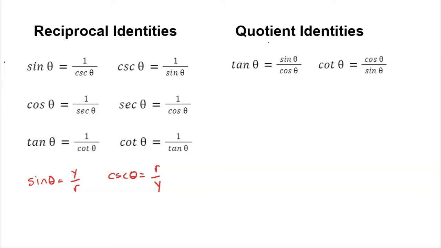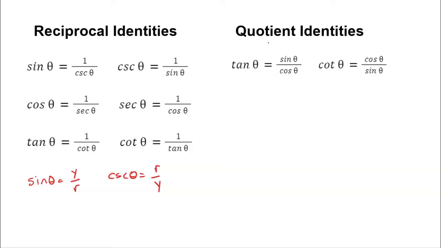Now, we also learned that tangent is the representation of the slope of the terminal side of the angle. And that also means that tangent is y over x, because that's slope, change of y over change of x. But since sine is y and cosine is x, then we also know that tangent is sine of theta over cosine of theta. Same for cotangent: cosine of theta over sine of theta, the reciprocal. So these identities are used quite often when we're talking about simplifying, verifying, or solving equations.